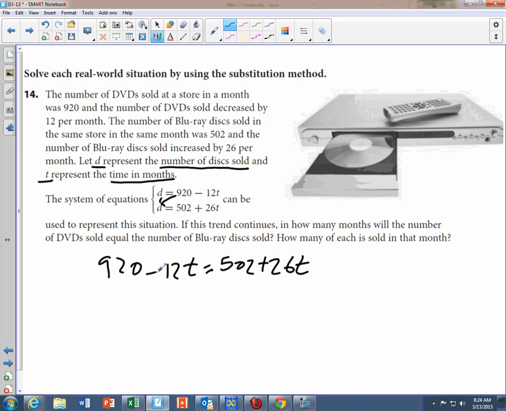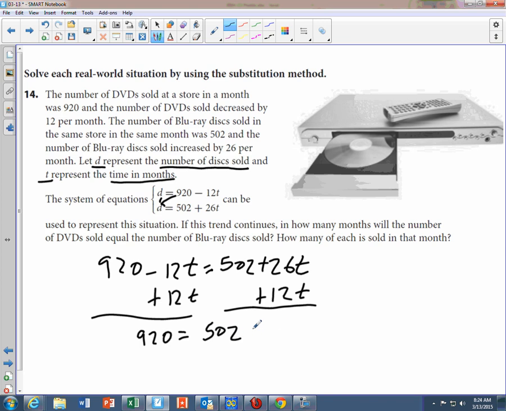So how do I eliminate negative 12t? Add 12t. What's left on the left side? 920 equals 502 plus 38t. Camille, what's the next step in solving that?